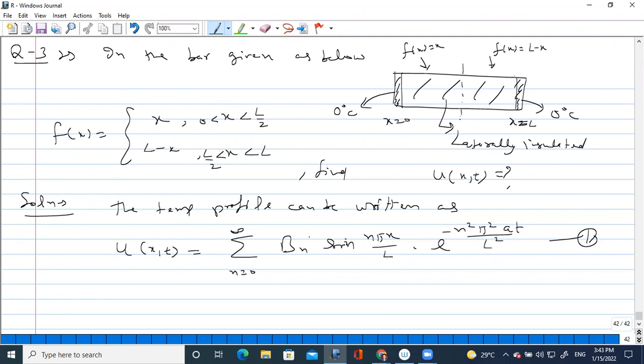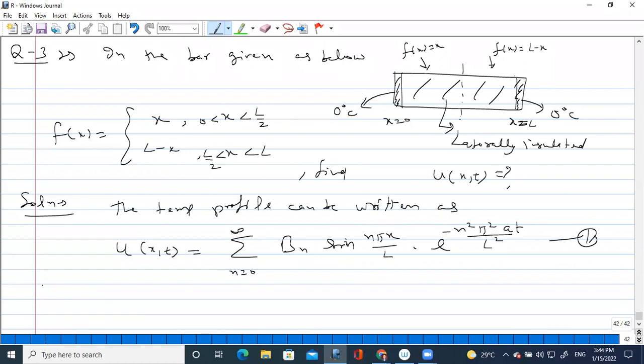So what do you need to find? We have to find this b_n value, and from that b_n value you can find u(x,t). We have used this formula because f(x) is given, by the Fourier series method. Now you can see here f(x) is so difficult that I cannot compare it with the right hand side, so I cannot know what the value of this b_n will be.